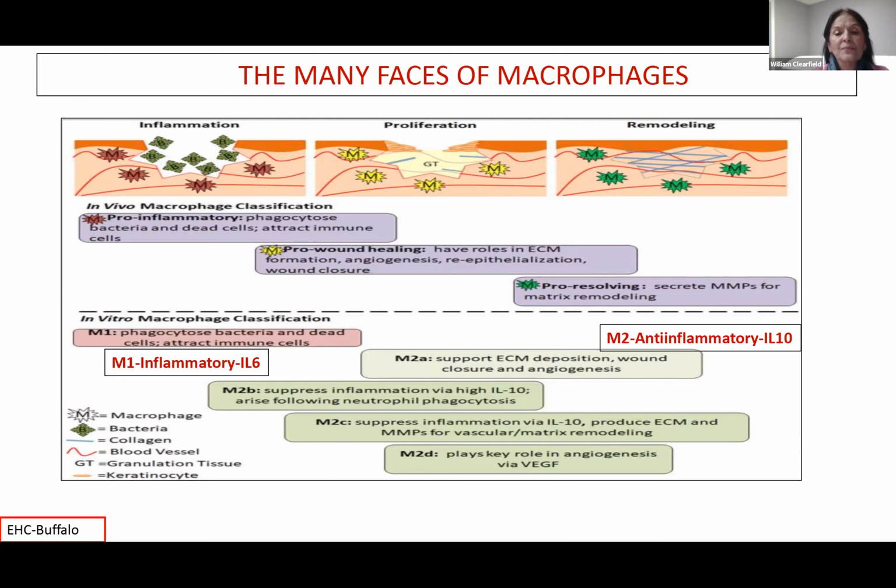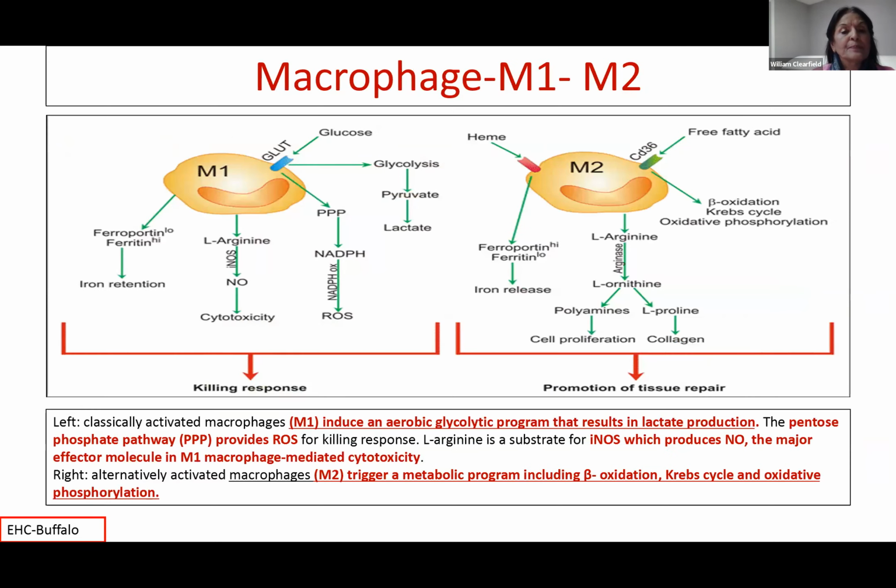M2 is responsible for proliferation, remodeling. They support the extracellular matrix deposition, angiogenesis, and also play a role in angiogenesis via VEGF.